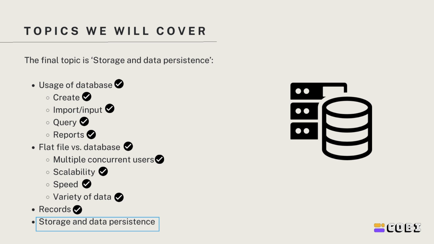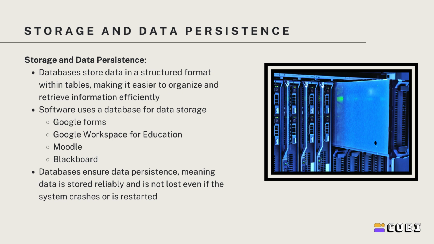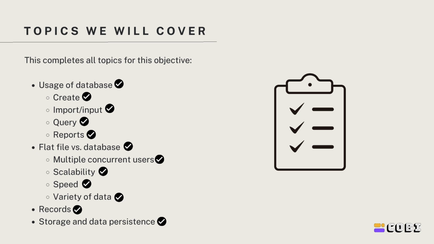And finally, storage and data persistence. Databases store data in a structured format within tables, making it easier to organize and retrieve information efficiently. Software uses a database for data storage. For example, Google Forms, Google Workspace, Moodle, and Blackboard all use a database to store your data. Databases ensure data persistence, meaning that your data is stored reliably and is not lost even if the system crashes or is restarted. And this concludes all of the topics for this objective.